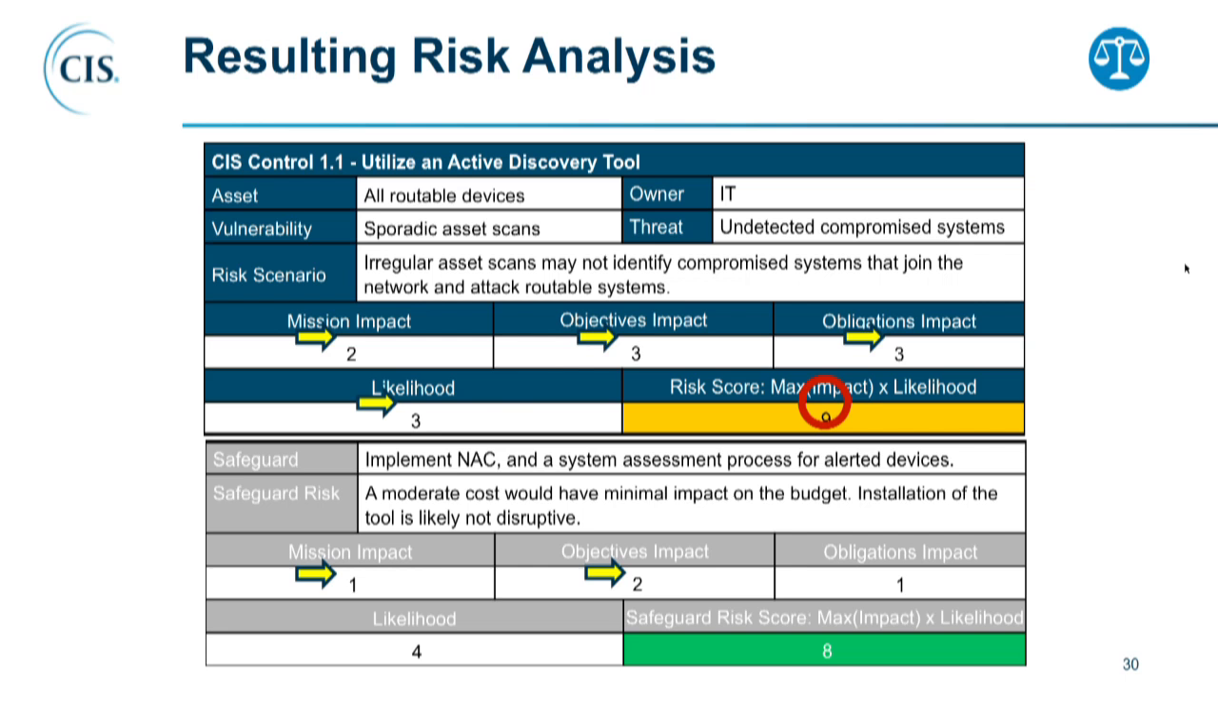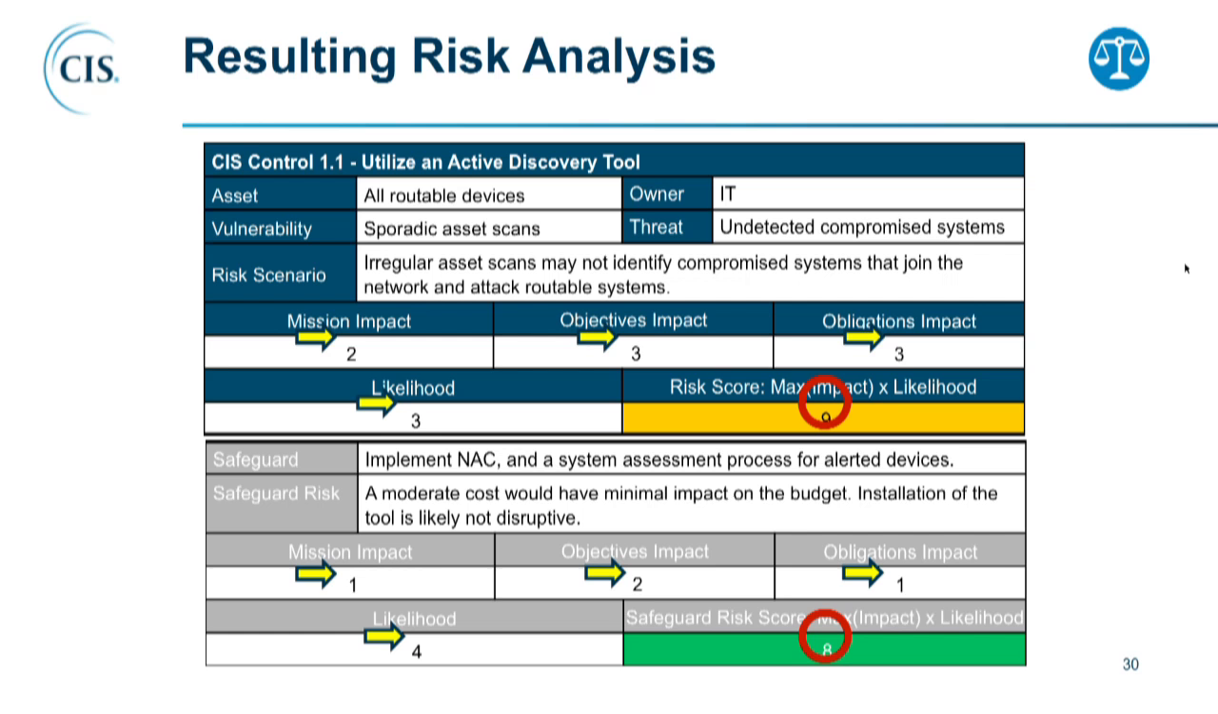Well, I believe that putting in a NAC isn't going to hurt our profitability that much. It could be a bump outside of a budget. The next click, obligations impact, 1. I can't possibly hurt anyone's financial privacy with this control. The likelihood of this scenario is 4. It's expected that this is how things would turn out. My highest impact times my likelihood, 2 times 4 is 8. That's below my acceptable level of risk.